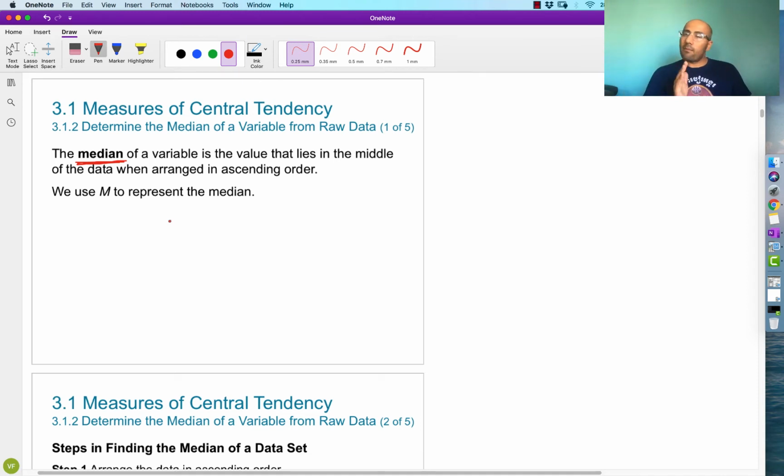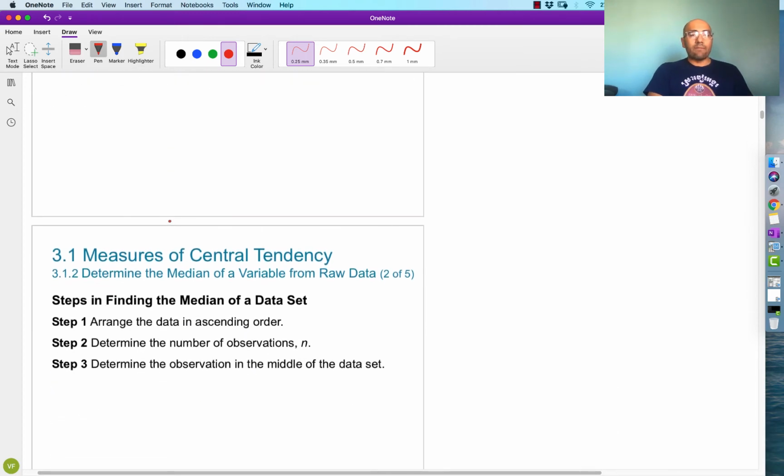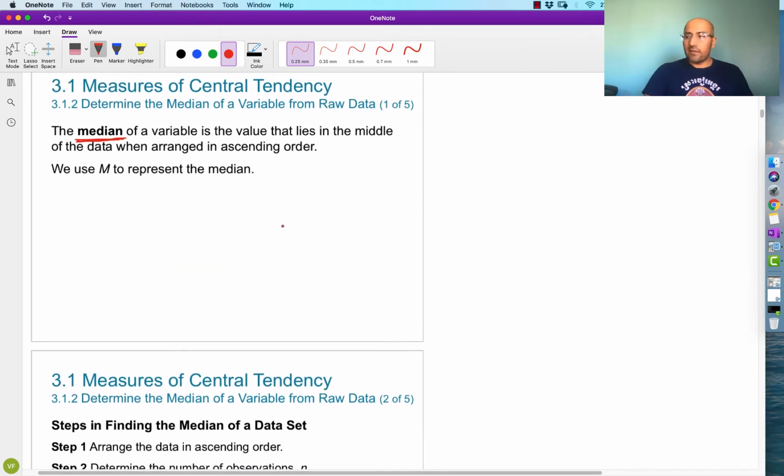And then the number that's right in the middle, physically in the middle, not the actual value of the number, but the actual number right in the middle of the list is going to be the median, right? We use capital M to represent the median in statistics. Good, pretty good. Okay, so how do we find that?